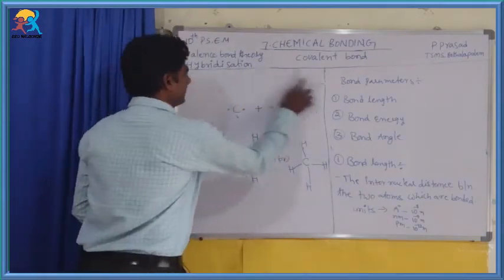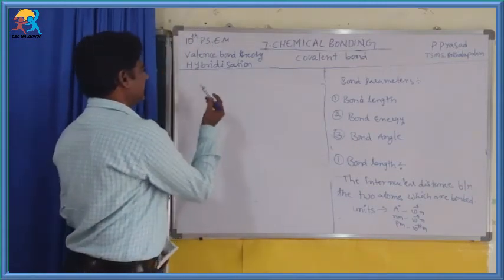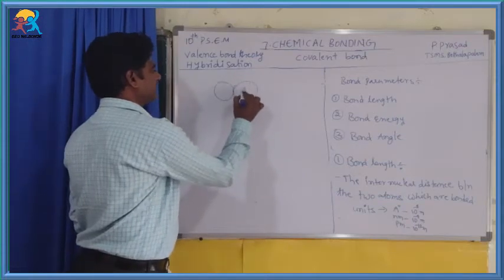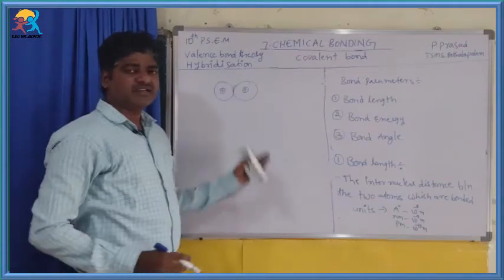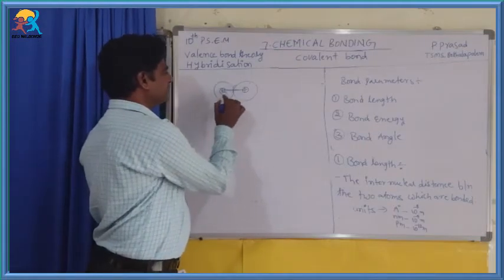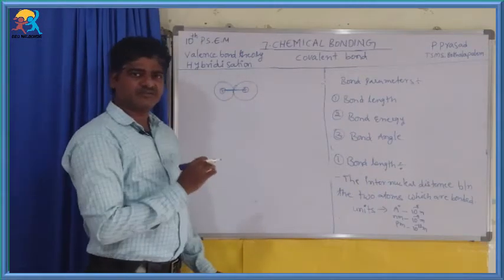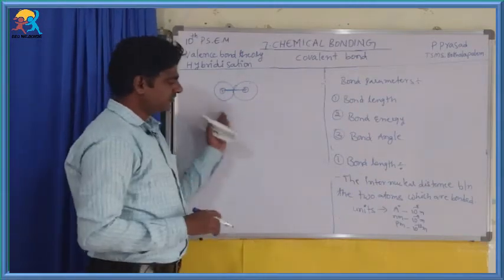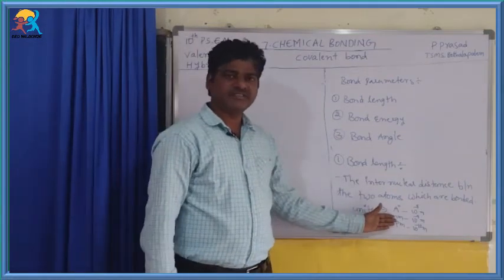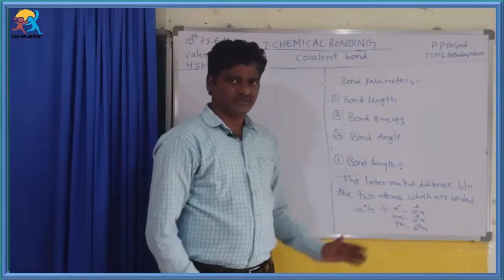Let here two atoms be bonded by a single covalent bond like this. So here what is called bond length? The internuclear distance, the distance between the two nuclei of the atoms. The distance between the two nuclei of atoms is called bond length. To measure the bond length, we use the units angstrom, nanometers, picometers.